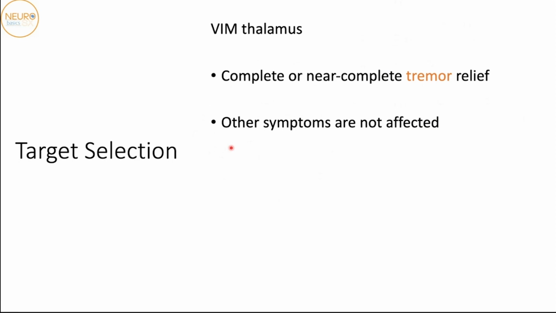Coming to target selection in patients with DBS, there are three main targets that we have to know about: the GPI, the STN, and the VIM thalamus. The VIM thalamus is the most simple. The only thing you have to remember about the VIM thalamus, or the ventro-intermediate nucleus of the thalamus, is that it only provides tremor relief. It does not work on any other symptoms of PD, but it works very well for tremors. It is almost complete or near complete relief of tremor in almost all cases of tremor, and even for Parkinsonian tremor as well.